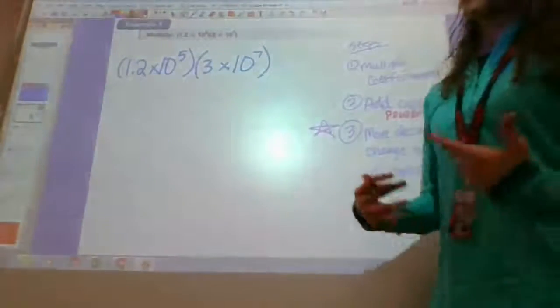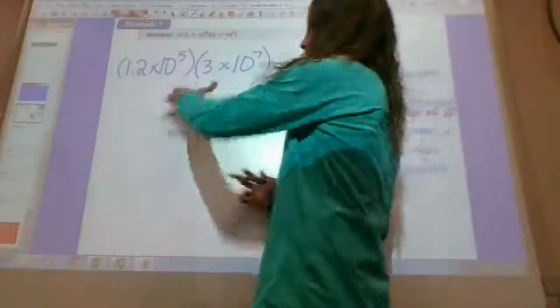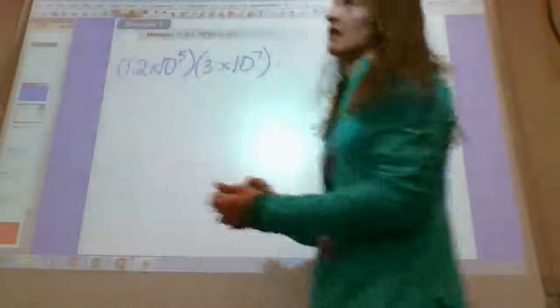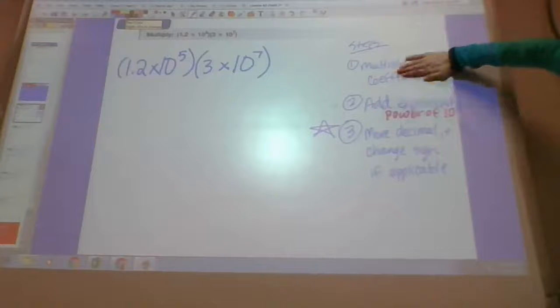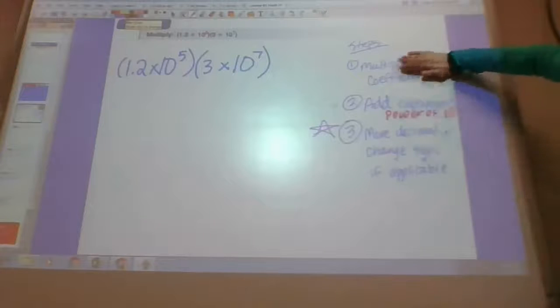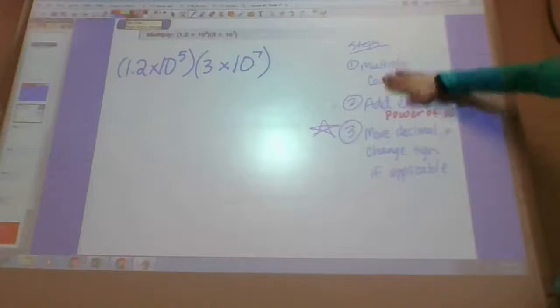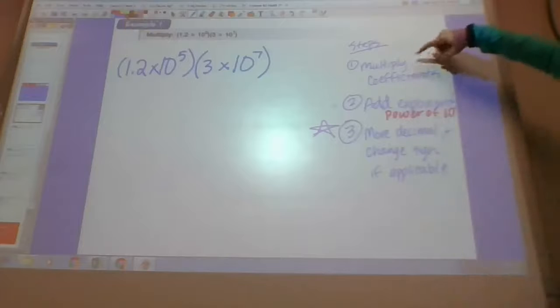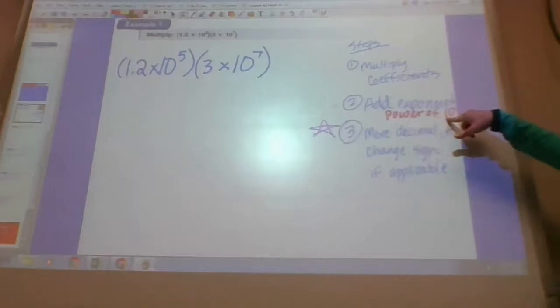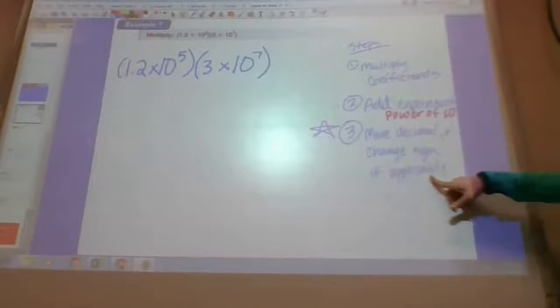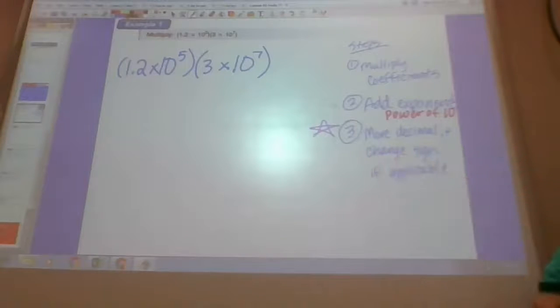So then if we multiply our first scientific notation, it's way easier than you may think. If you see up here, the first thing we're going to do is multiply our coefficients. So I would like you to write these steps down. So first thing, multiply coefficients. Then we're going to add our exponents, the powers of 10. And then we're going to move the decimal and change the sign if we have to make it into scientific notation. So watch how easy this is.